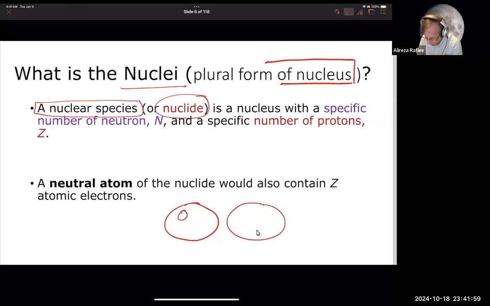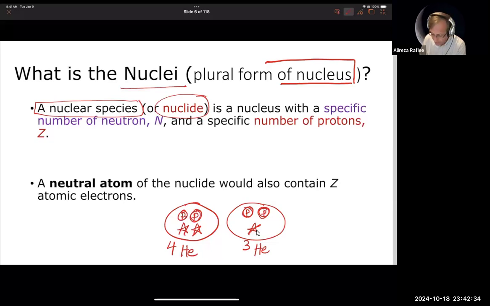So if you have two protons and let's say two neutrons, you will have one nuclide. But if you have two protons and one neutron, then you have a different kind of nuclei. Even though the number of protons is exactly the same, and the number of protons is going to define what kind of element you have, there are still different kinds of nuclei. So this is helium 4, for example, and this one is helium 3. Both of them are helium, both of them have two protons, but the number of neutrons is different. So these become different nuclei.